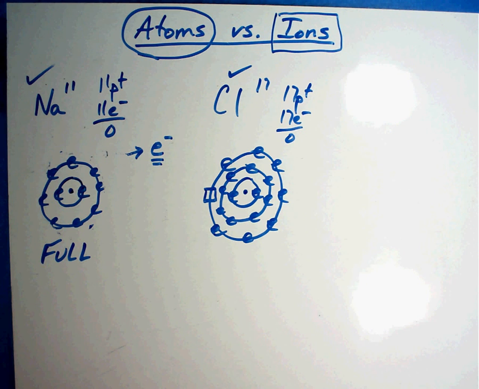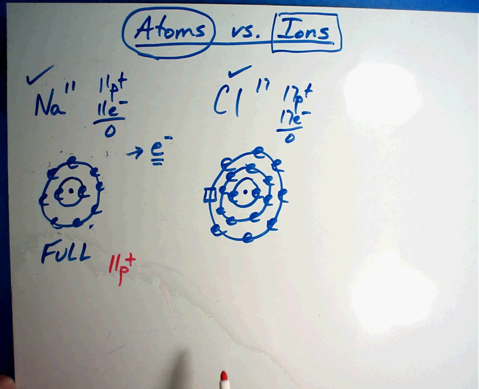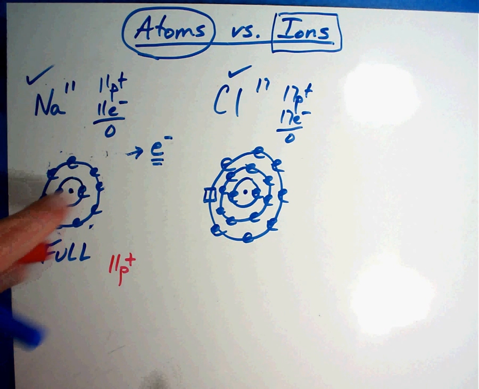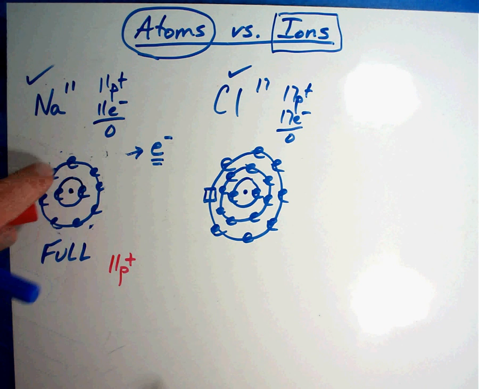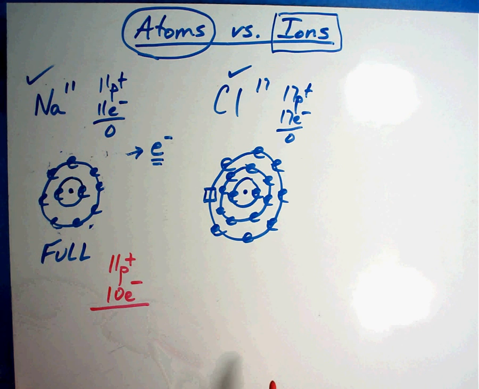Now, again, I'm going to have this electron. It's just freezing right there for a second. But here's the most important thing. This guy still has 11 protons. How do I know? I didn't touch the nucleus right there in the middle. But now he has 1, 2, 3, 4, 5, 6, 7, 8, 9, 10 electrons.